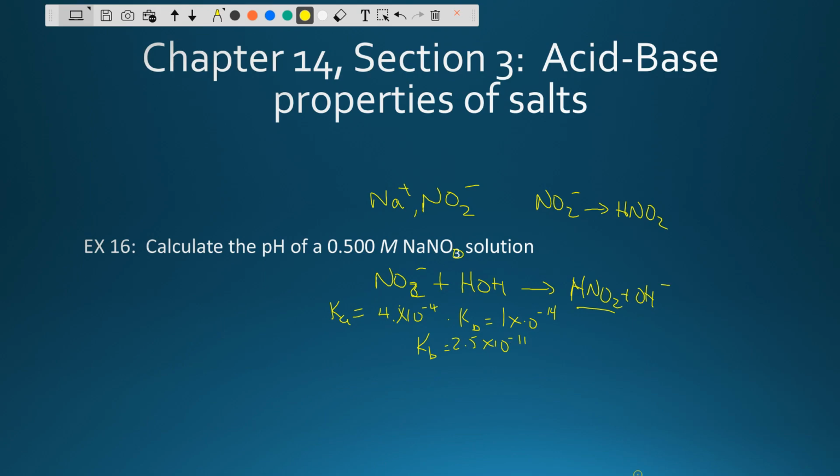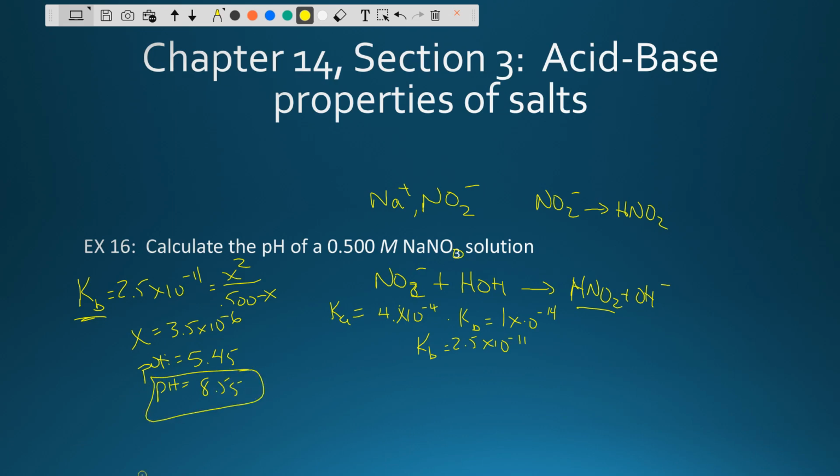Now let's go ahead and use this. My Kb is 2.5 times 10 to the -11. That's going to equal x squared over 0.500 minus x. And so my x ends up being 3.5 times 10 to the -6. Now remember, that's a Kb value. So my pOH, if I just plug that in, my pOH ends up being 5.45, and my pH then ends up being 8.55.